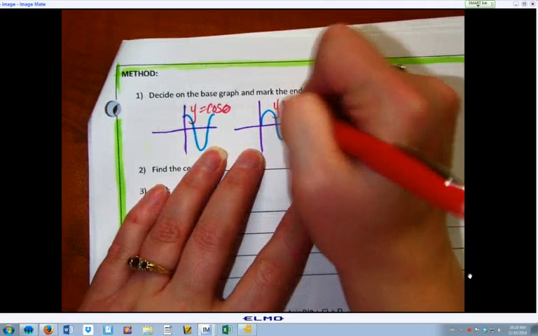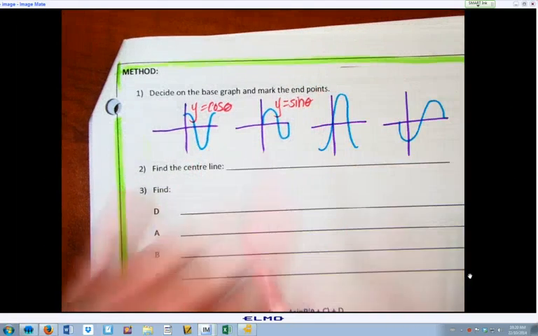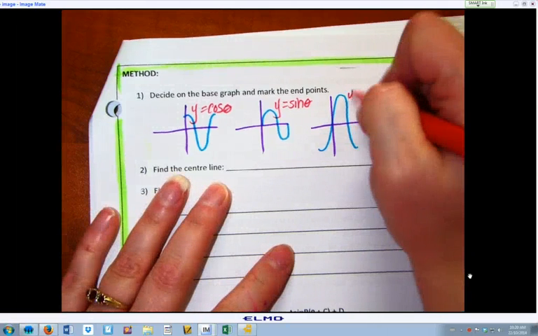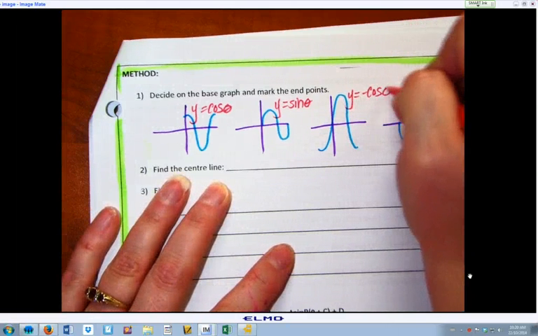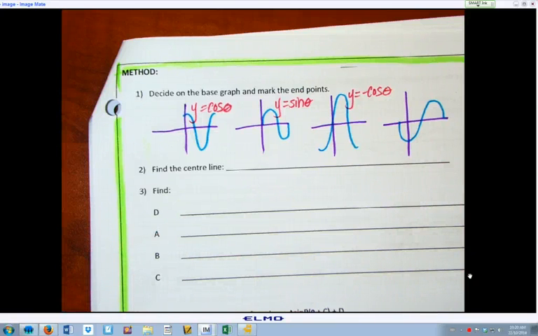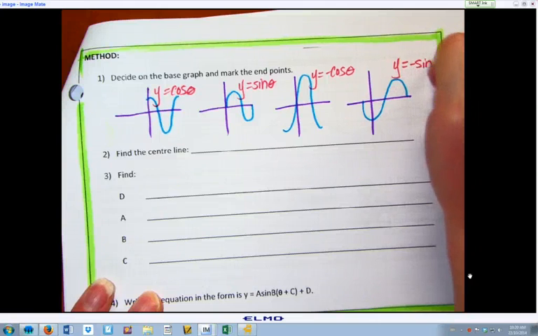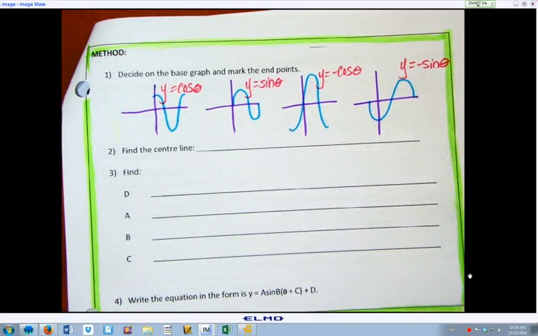The second is a sine graph, so y equals sine theta. The third is just a vertical reflection, so it's y equals negative cos theta. And the last one is a vertical reflection, so y equals negative sine theta.